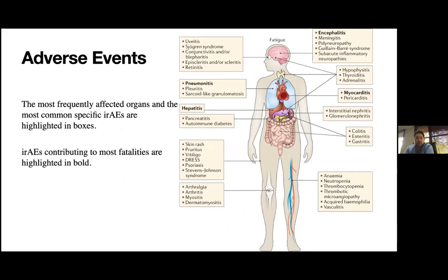With such novel therapy and with upregulation of your immune system, as I've pointed out, come certain adverse effects. These are generally immune-related adverse effects, hence IRAE. The most frequently affected organs are in the highlighted boxes, and the ones contributing to the most fatalities are highlighted in bold, such as pneumonitis, hepatitis, myocarditis, and encephalitis.